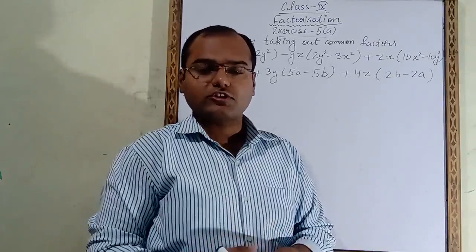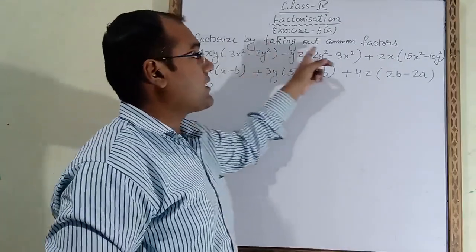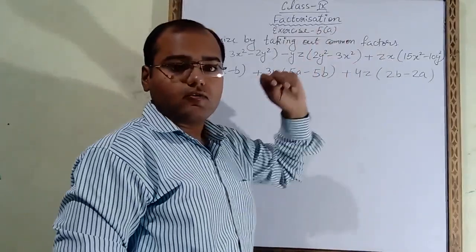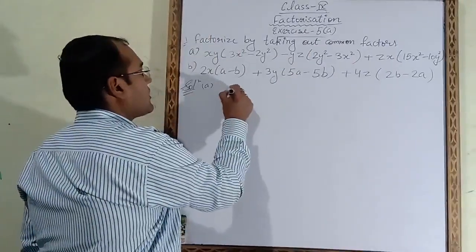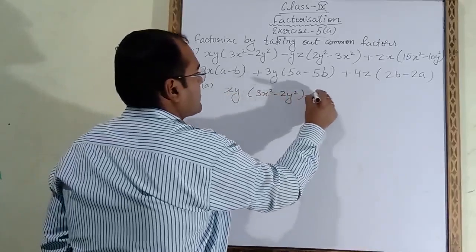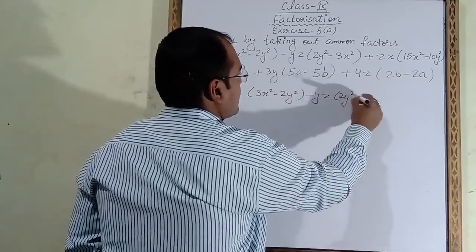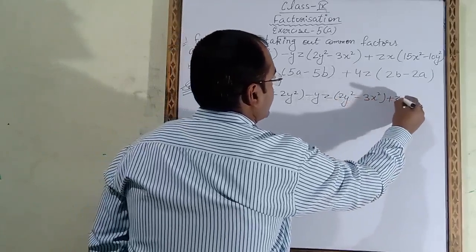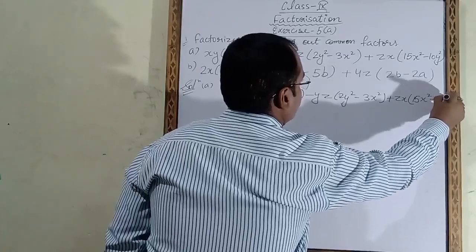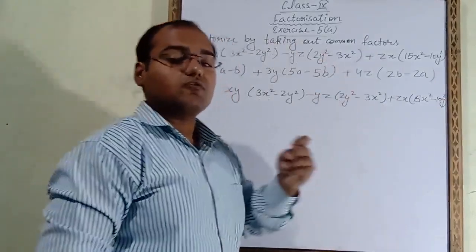Now we will solve some questions of your textbook. Let's see this question. We have to factorize by taking out common factor. First part is xy(3x square minus 2y square) minus yz(2y square minus 3x square) plus zx(15x square minus 10y square). This is the question, and we have to factorize by taking common factor.